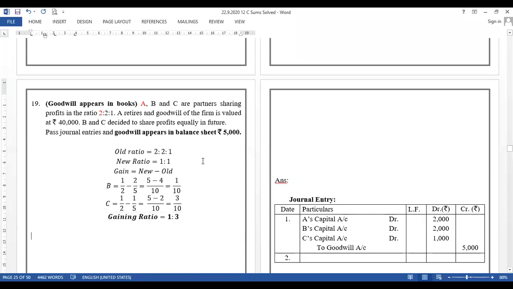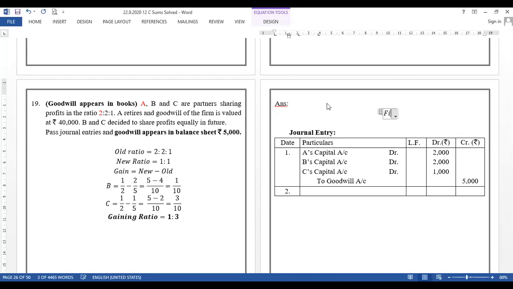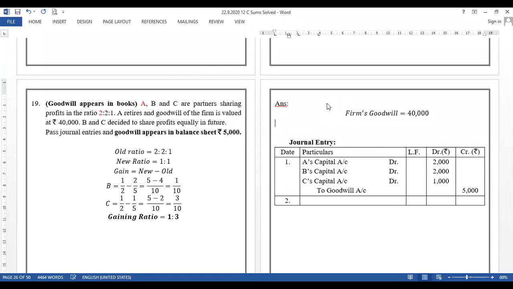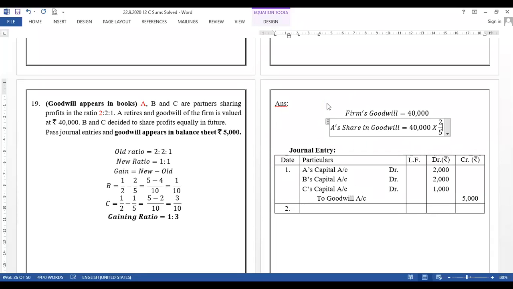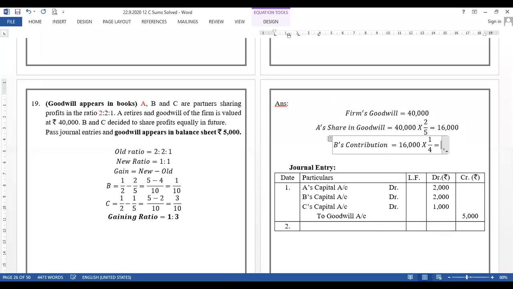Now that we have the gaining ratio, let us see how much goodwill of the firm is given. Goodwill of the firm is valued at rupees 40,000. Out of this, the retiring partner is A, so A's share in goodwill will be equal to 40,000 into A's share, 2/5, which is 16,000. Now the contribution is by gaining partners B and C in the ratio of 1:3. So B's contribution is 16,000 into 1/4, which is 4,000.